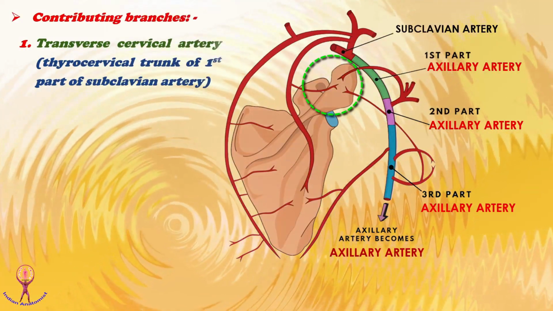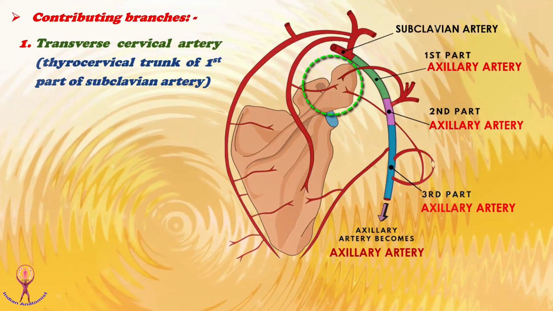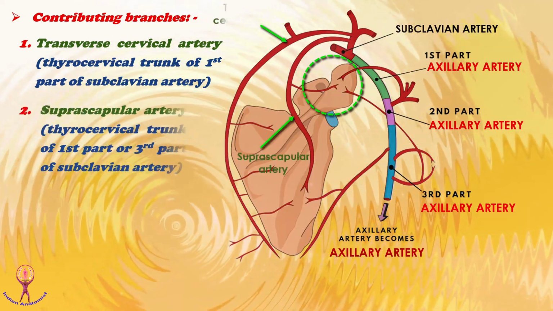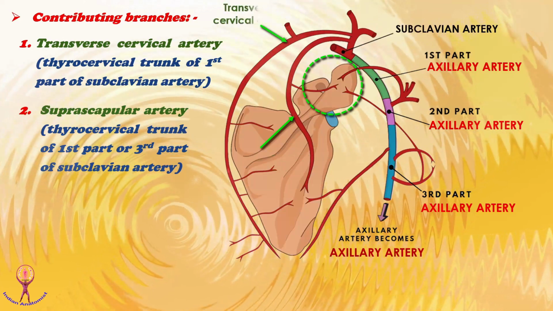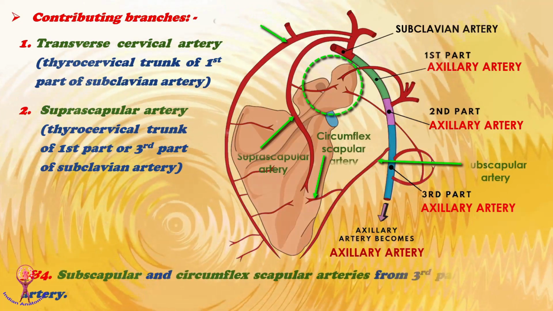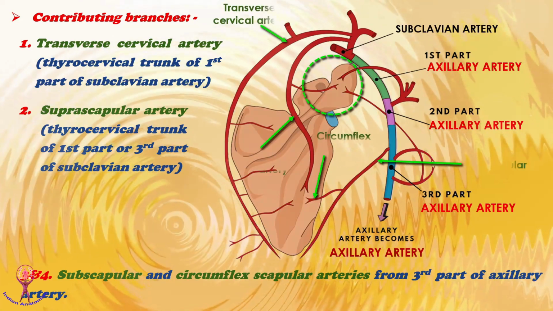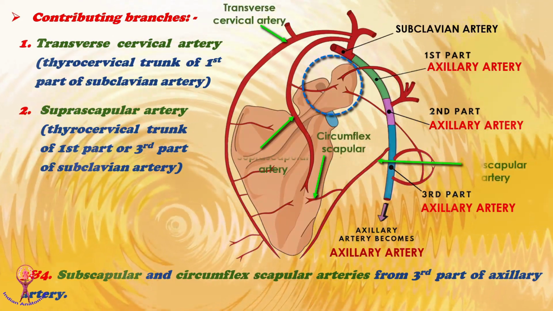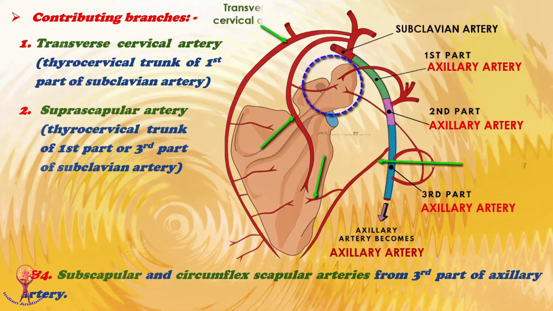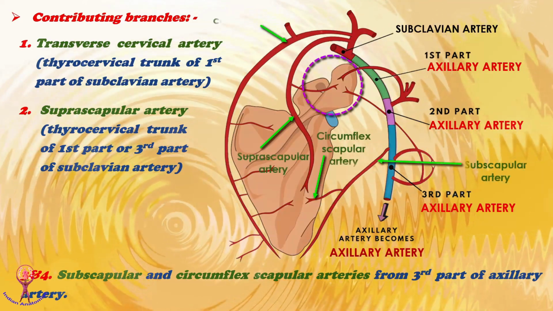The branches that contribute include the transverse cervical artery, a branch of the thyrocervical trunk of the first part of the subclavian artery; the suprascapular artery, also a branch from the thyrocervical trunk of the first part, or a direct branch from the third part of the subclavian artery; and the subscapular and circumflex scapular arteries from the third part of the axillary artery. In addition to scapular anastomosis, there is a minor anastomosis situated over the acromion process, called acromial anastomosis, formed by the branches of the thoracoacromial artery, posterior circumflex humeral and suprascapular arteries.